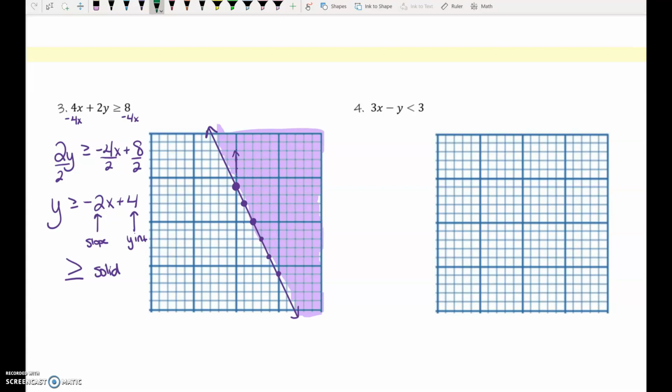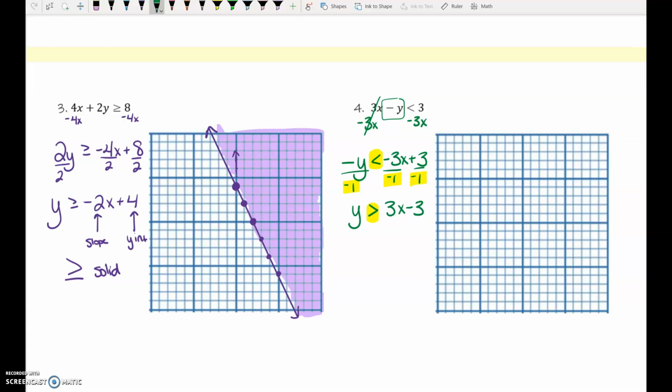All right, our next one. We would start by subtracting 3x on both sides. So negative y is less than negative 3x plus 3. That's a positive 3x, so we had to subtract 3x, but that left this negative y. To get rid of the negative, we have to divide by negative 1. And because we divided by a negative, it's going to take that sign and switch it. So y is greater than positive 3x minus 3.